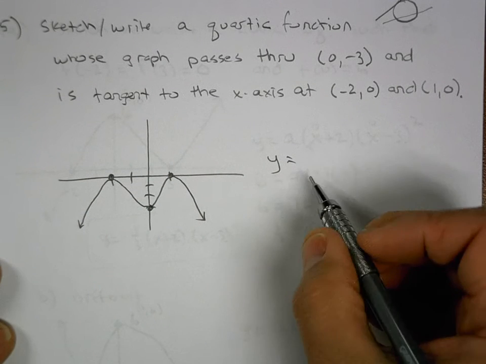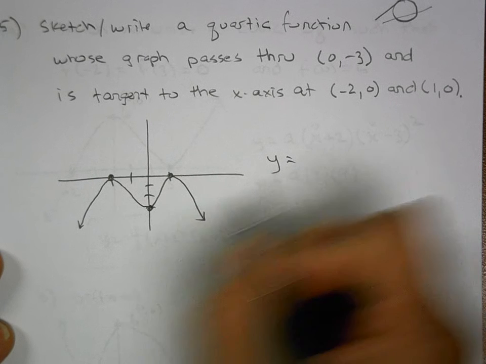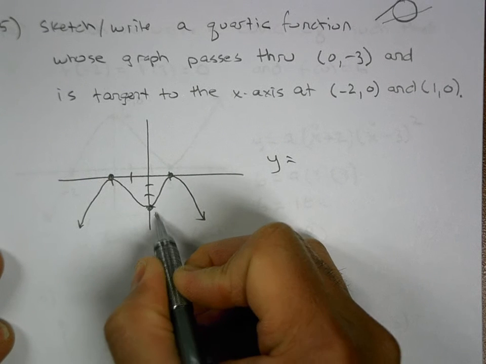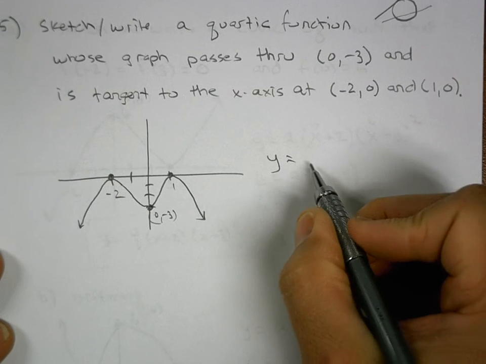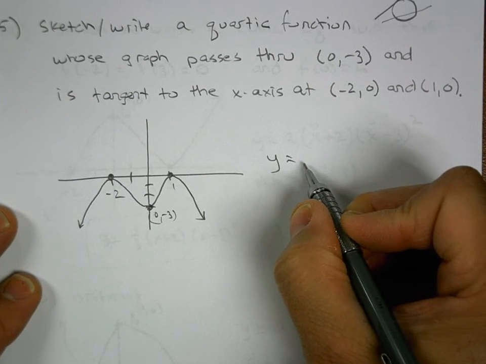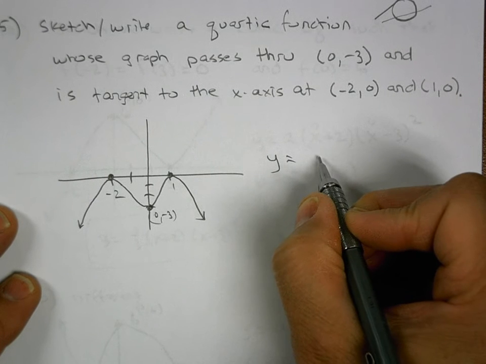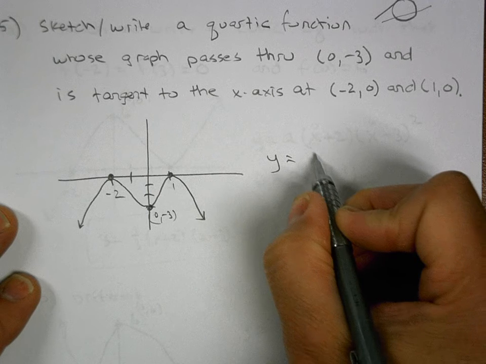Y equals, we need to find the A value, because this is at 0, -3. That's at -2, and that's at 1. Okay, so, hey, it's opening down, so should I put negative A? No. Why not? Because I told Thomas not to. So put A, it'll work itself out.